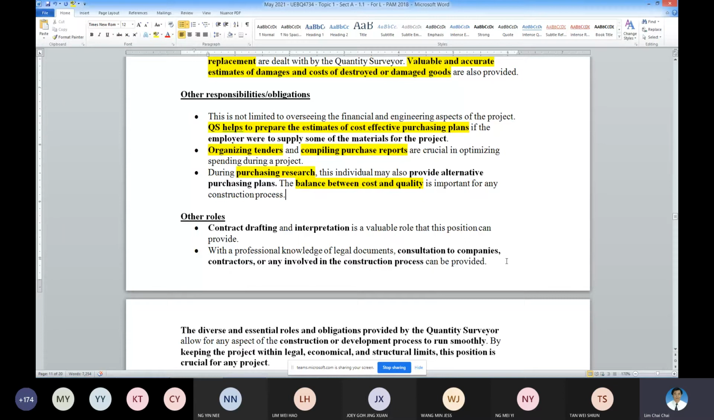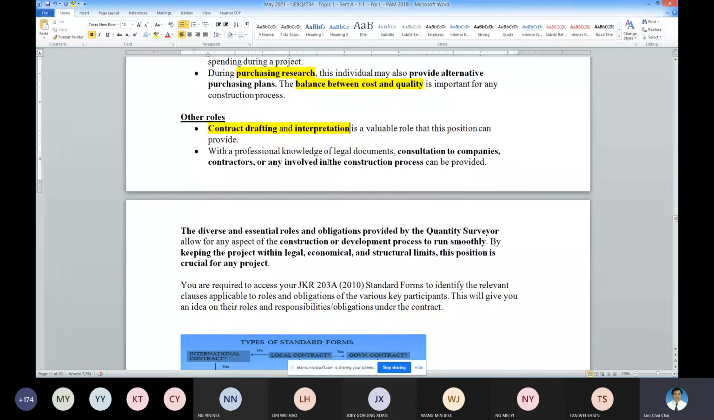Okay, so other roles by the QS, drafting and interpreting the contract. Sometimes the architect will ask the QS, can you help out or not? Okay, yeah. So next will be provide consultation to companies, contractors, or those involved in the construction. So you can see the QS roles and obligations are very diverse and essential in the construction industry.